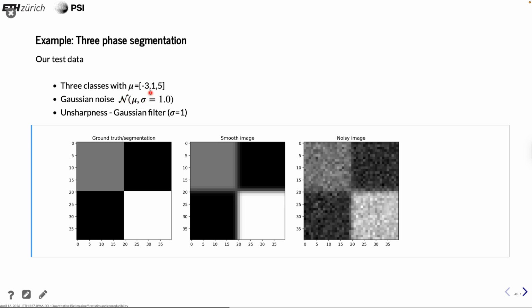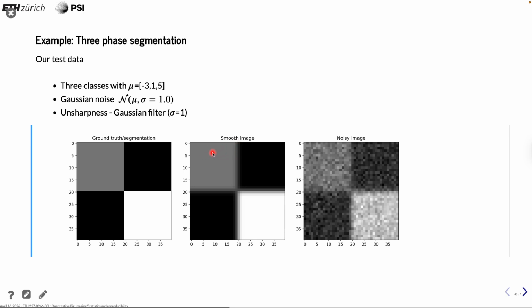We have three classes, one at average value -3, one at 1, and one at 5. And we assume Gaussian noise with the same standard deviation. And we also introduce some blurring. So we have this image, which is a ground truth. Now in the following evaluation, I'm actually using that as segmentation too, just to be cheating a bit to get faster forward. Then we have a smooth image.